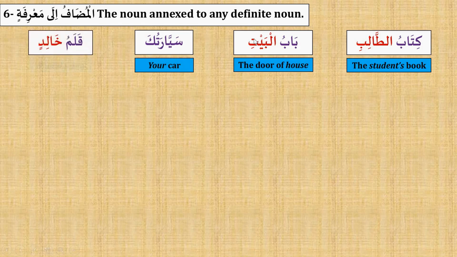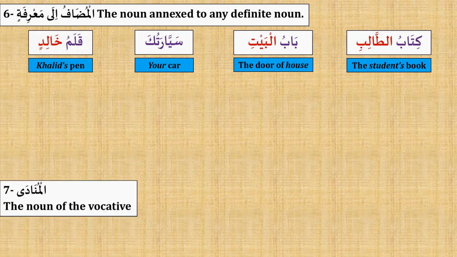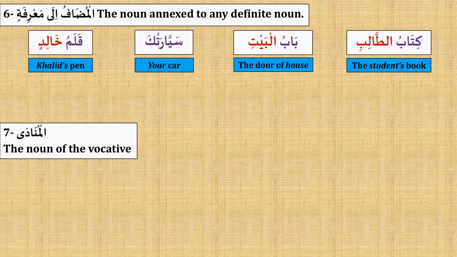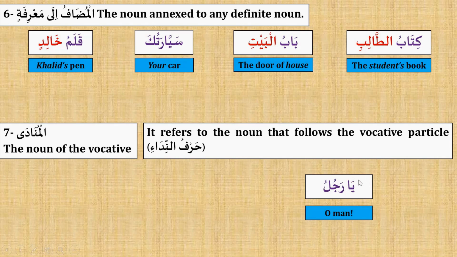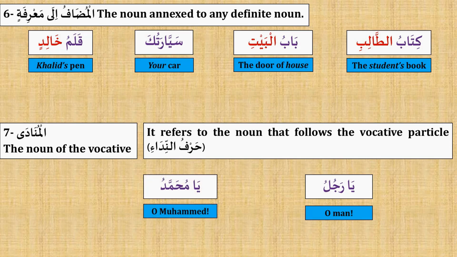Qalamu Khalidin, Khalid's pen. And the next and last one is al-munada, the noun of the vocative. It refers to the noun that follows the vocative particle, harfun nida. Ya rajulu, O man. Ya is the vocative particle, meaning O, and the noun that comes after it is considered a definite noun. Ya Muhammadu, O Muhammad.